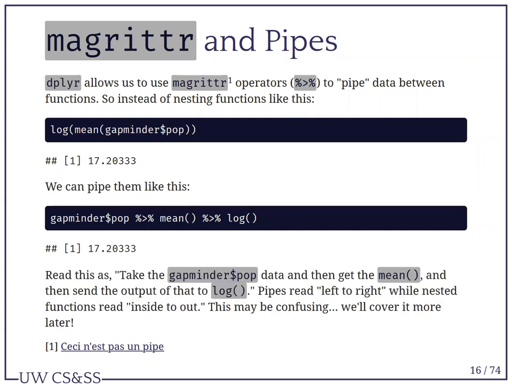which reads as take the population column from the gapminder data and then get the mean and then send the output of that to the log. So pipes read left to right all the way through, which tends to make it a lot easier as calculations get more complicated. So again, we'll take this data and then get the mean of that data and then get the log of that value and we'll get this same one. So these are equivalent expressions, but in the dplyr syntax, we read it left to right instead of this inside out mess.